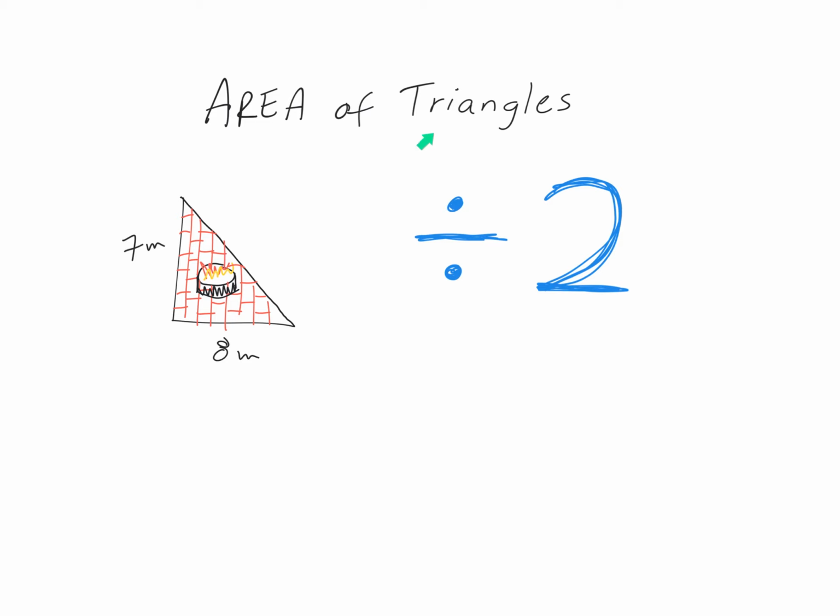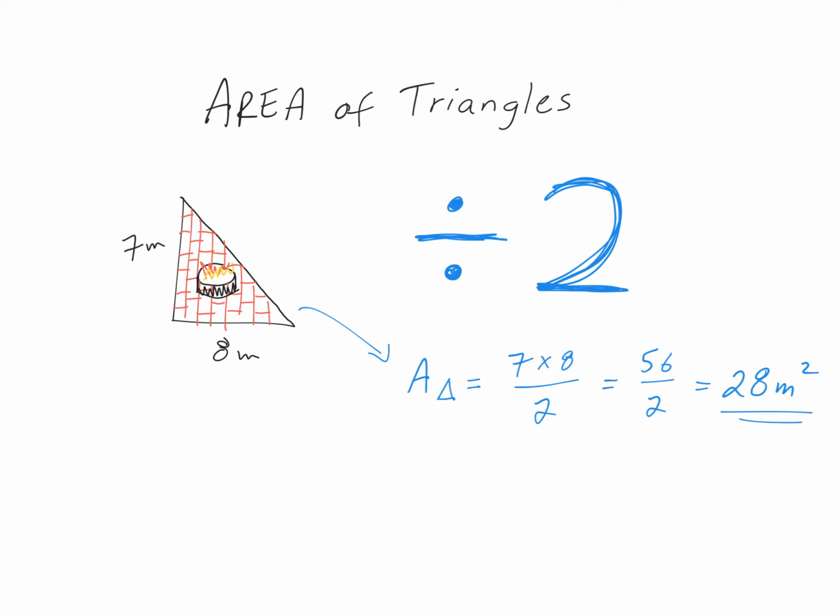And if we wanted to find the area of this little patio, how many bricks we would need to cover it, we're going to go vertical times horizontal and then divide it by 2. So the area of this triangle here is simply 7 times 8 divided by 2. So we would get 56 divided by 2, which is 28. Don't forget our units, meters squared.